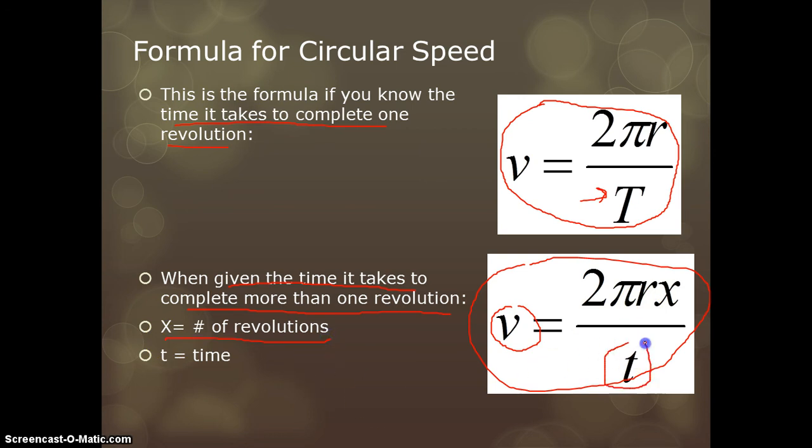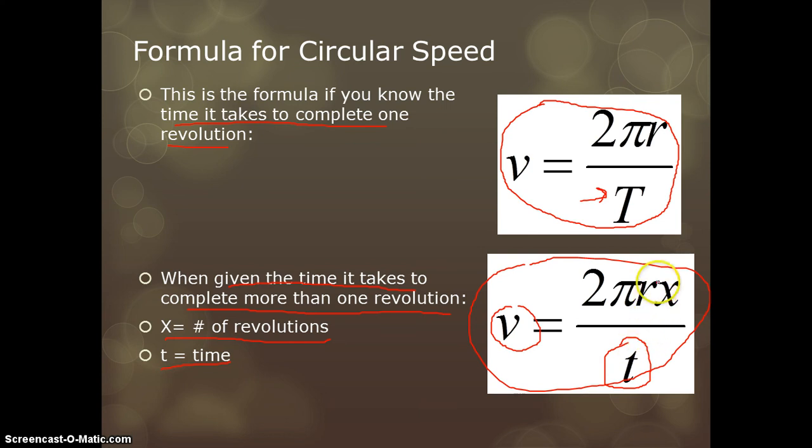And t, notice this is lowercase t now, not uppercase. T would be the amount of time that we're dealing with. So 2 pi r times x divided by the amount of time it takes. This formula is not in your equation chart, and I'll tell you why. It's because it's kind of intuitive.